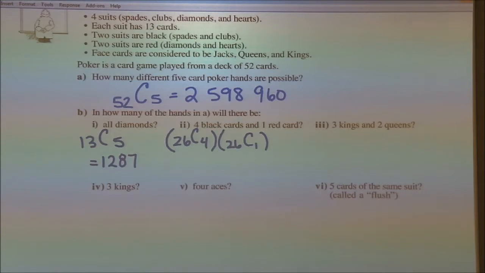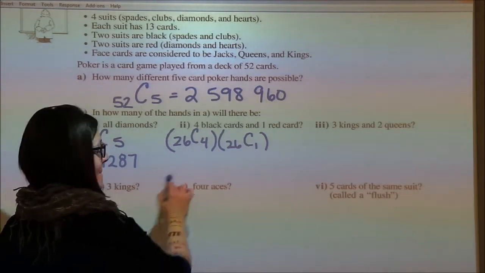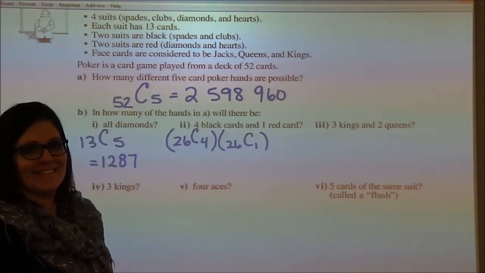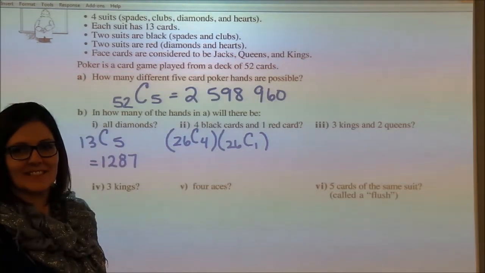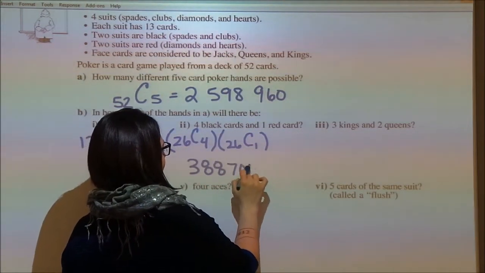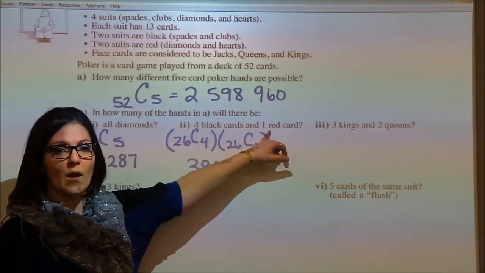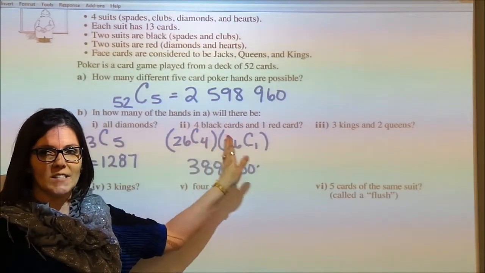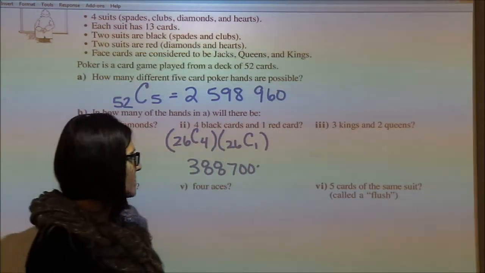How many did you get? You're supposed to multiply them. 388,700. Because again, we've got that word "and": the black cards and the red cards.